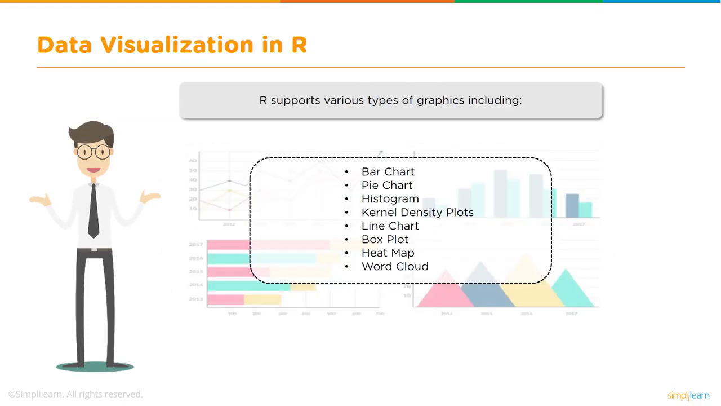R supports various types of graphics including bar chart, pie chart, histogram, kernel density plots, line chart, box plot, heat map, word cloud. There's even some more obscure ones, but these are the main ones that most people use. I know I use a lot of heat maps, but word clouds are a lot of fun if you're doing websites and data and word analysis. And then histogram is very popular. All of these are very widely used.